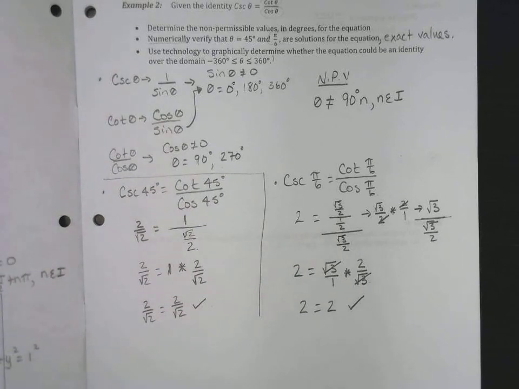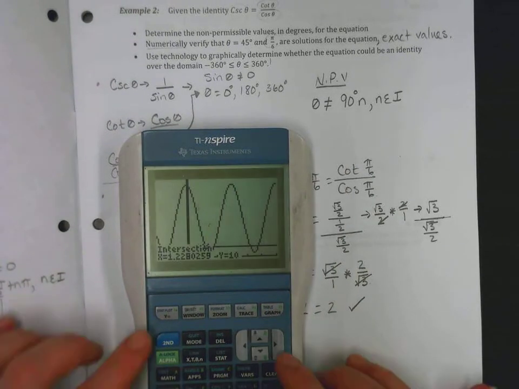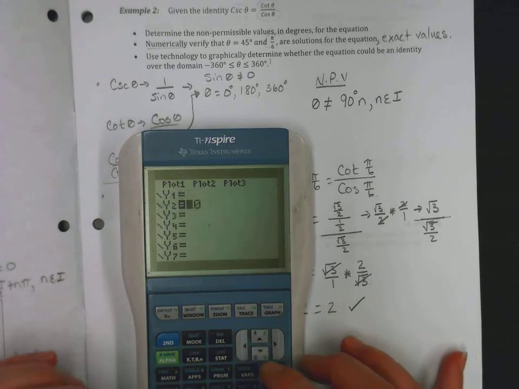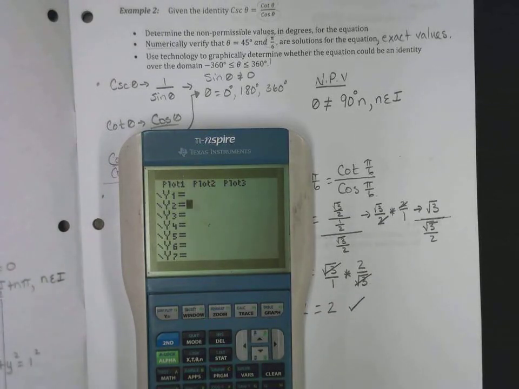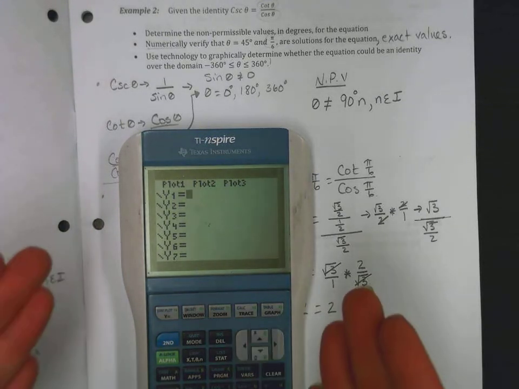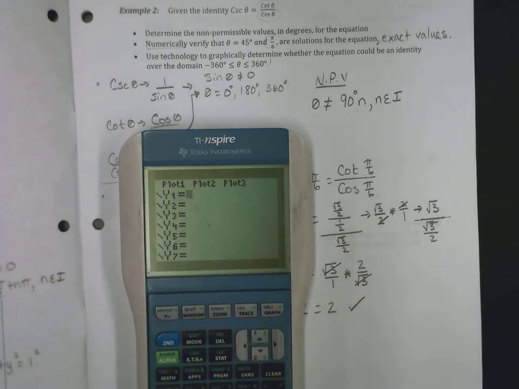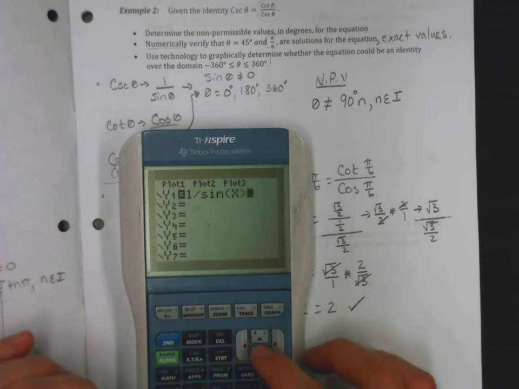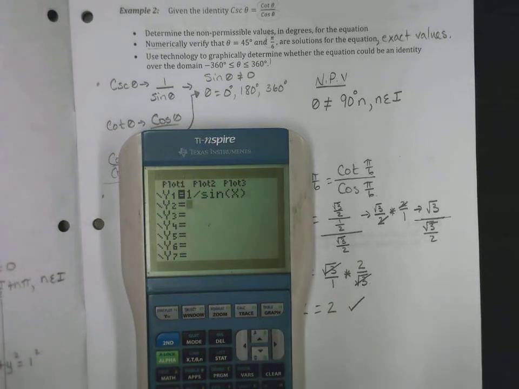So now I want to graph this on my calculator. Some of the newer calculators are nice because they give different colors. I'm going to graph my left side, which is cosecant of theta, the reciprocal of sine. On the right side, cotangent is the reciprocal of tan, so I'm going to put that in brackets, and then divide that by cosine. So here are my two equations.